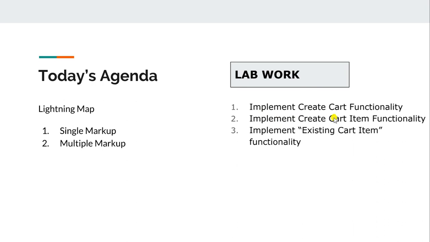And then after, on the lab side work, on the project work, we will be focusing on how to create and implement the functionality for cart items whenever the user is clicking on add to cart. And then we will also see how we will handle it if there is any existing cart item. So let's go ahead and start with the Lightning Map.